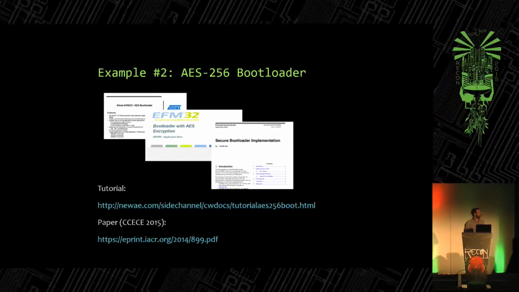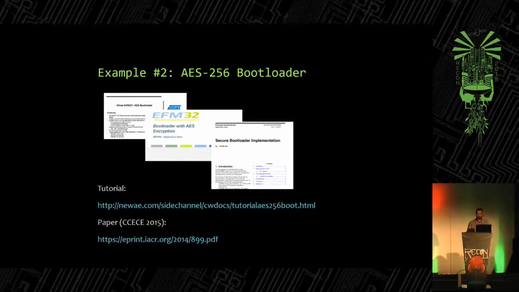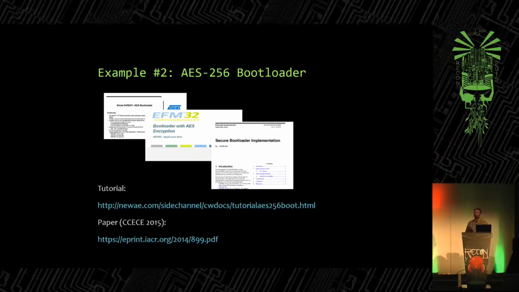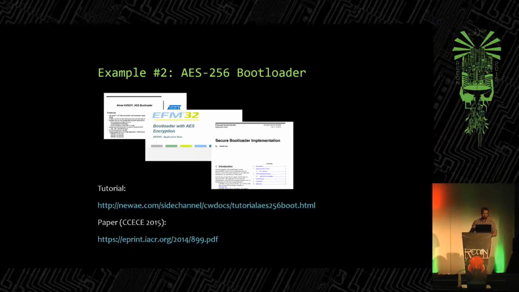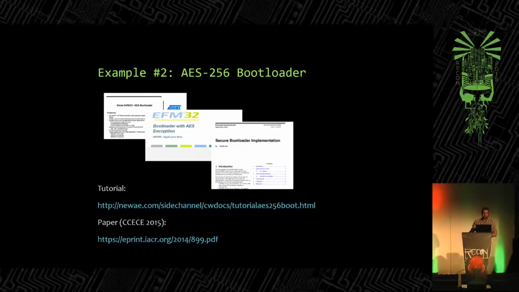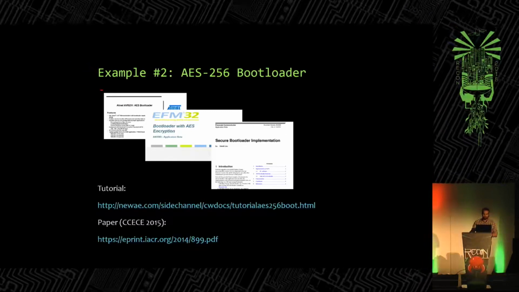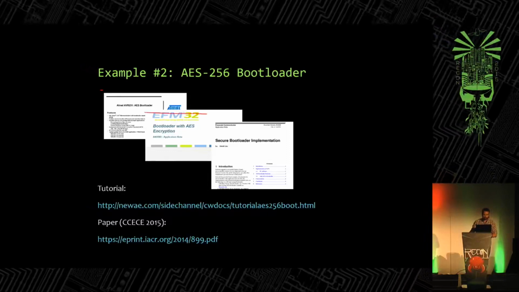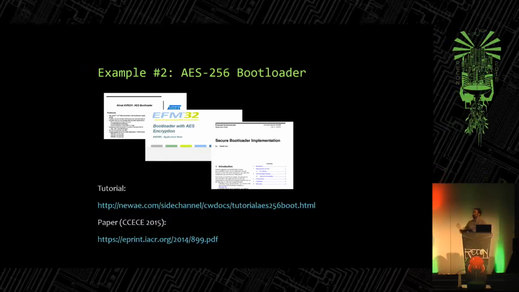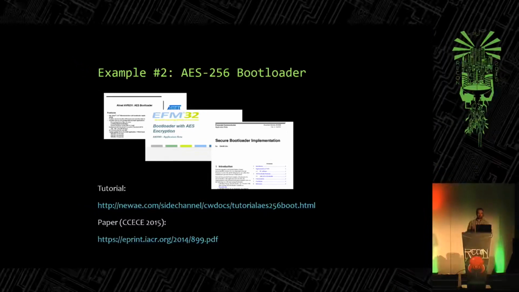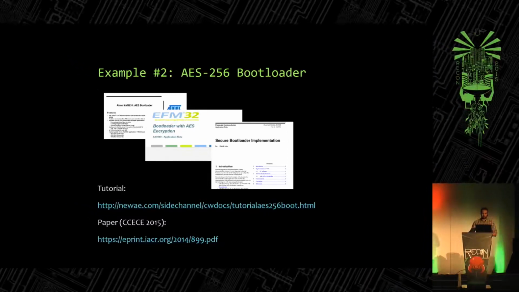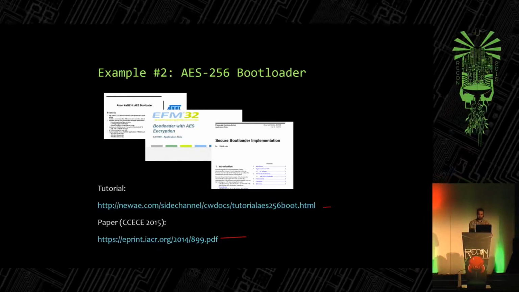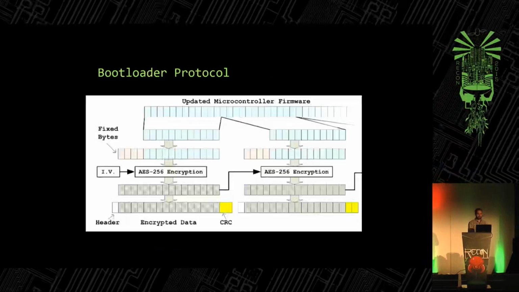Example 2 is an AES 256 bootloader, and I pulled this because if you look at app notes from a lot of silicon vendors, they'll say, well, here's an AES bootloader. So Atmel has one, Freescale has one, and whatever this one is has one as well. And there's a few other ones, and they're all more or less the same. As a note, if you want more details, there's a tutorial I wrote on this, and a recent paper that was just published on this attack.